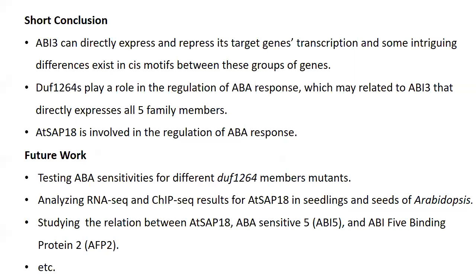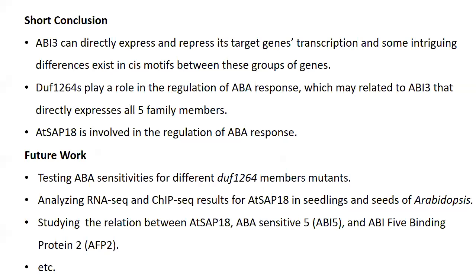And also, CEP18 is expressed not only in the seeds, but also in the seedling tissue. So I was interested in comparing seeds and seedling tissue. Actually, the RNA-seq and ChIP sequencing I have already done. I just got the data today, so I need to analyze the data for that.